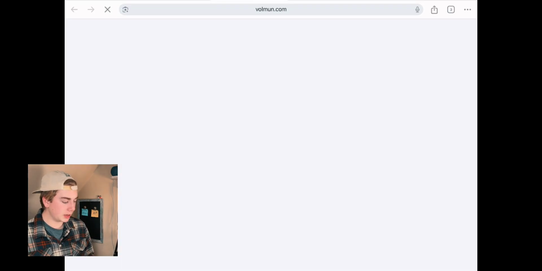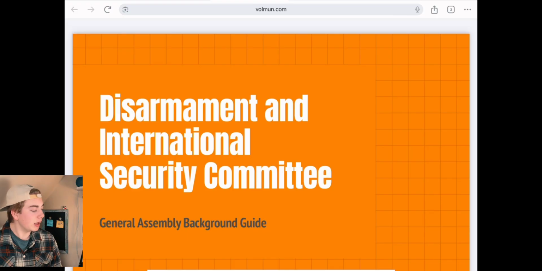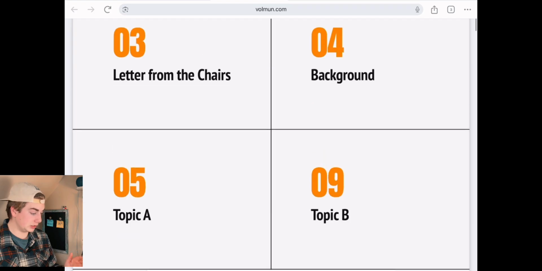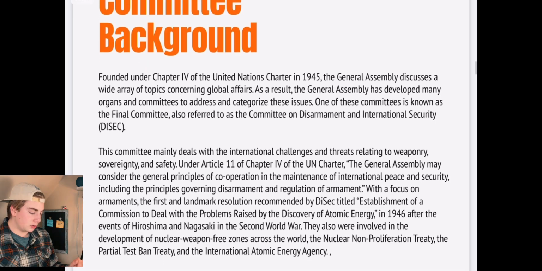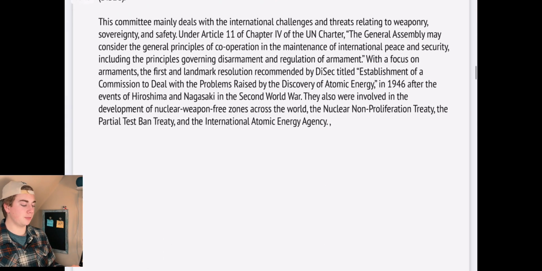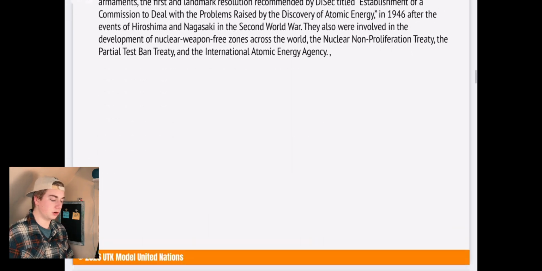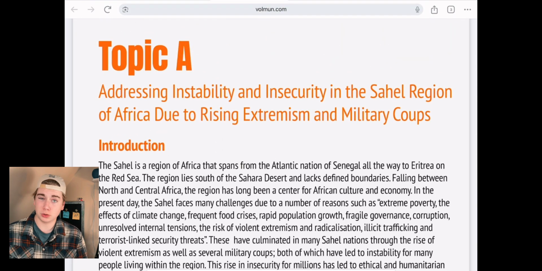So if we click on our background guide here, this is just for DISEC because it's basic and easy. You can easily see that they've set up a bunch of information for you and a table of contents, which is really nice because sometimes they don't do that. You'll get your letter from the co-chair introducing you, and your committee background, which is basically the UN side of what your issue pertains to. A lot of times, like here, they're citing a couple of articles and chapters under the UN Charter and other things like that, describing the conflict. And then they'll introduce your actual conflict, or topic, sorry.